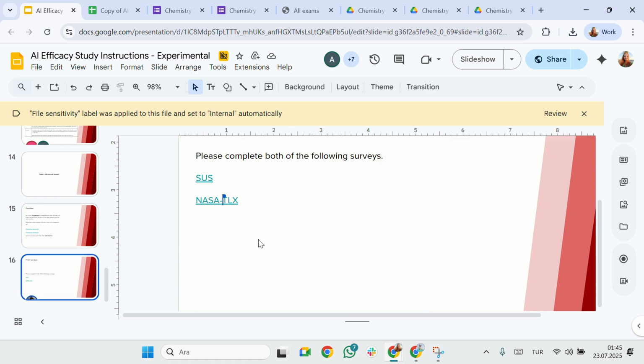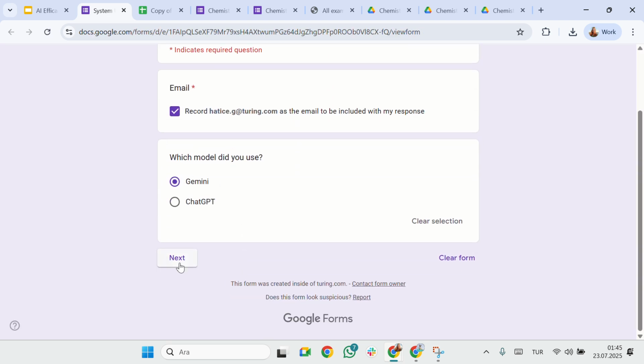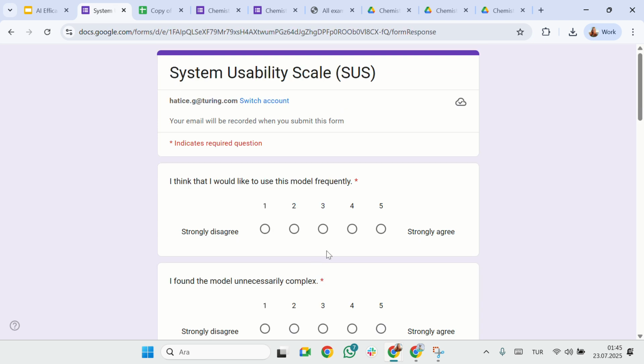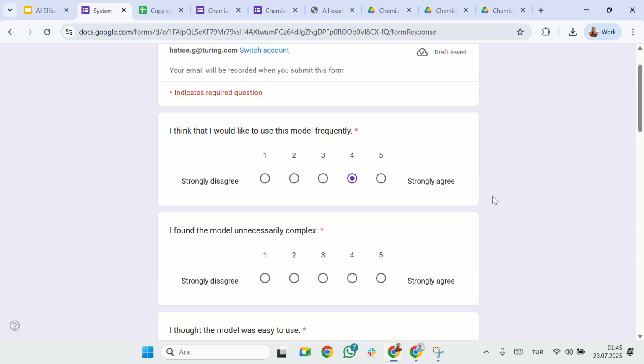Then I use Gemini next. I think I would like to use this. Yeah, I would. But there was a moment that the answers were different in the Gemini response and the given answer PDF, so I would rate this 4.